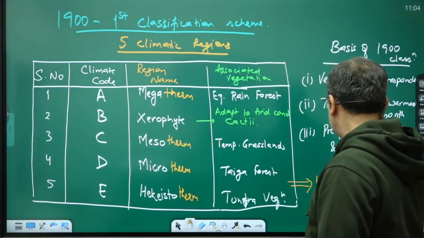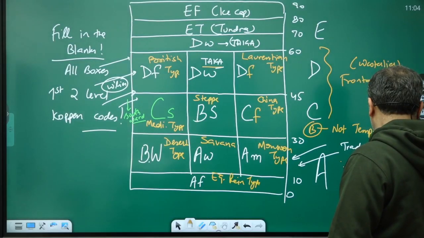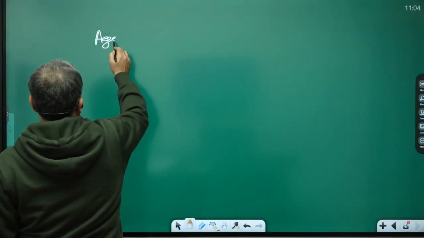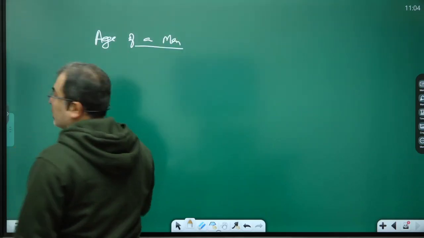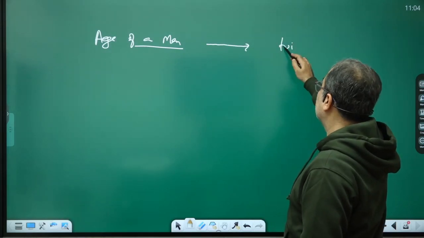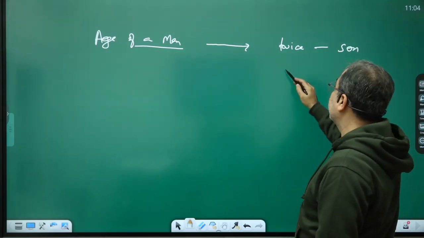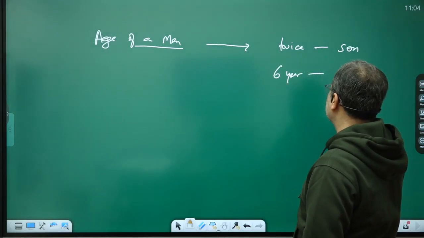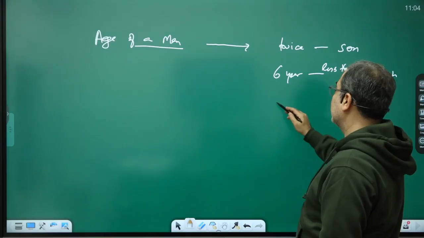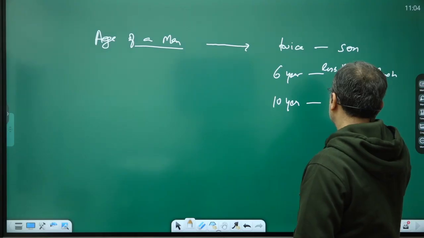So there is a question. Age of a man. If this question is being made, you have to find out the age of the man. It is twice the age of his son. Okay, it is 6 years less than his brother, and it is 10 years more than his wife.